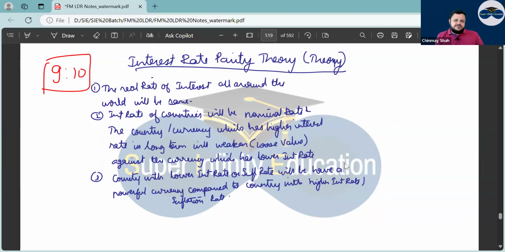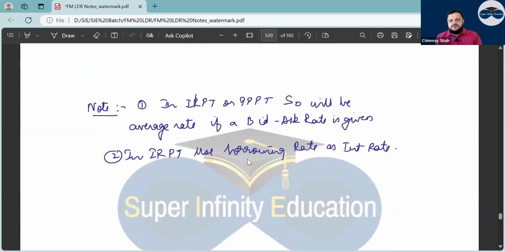India, a country with a lower interest rate or inflation rate, will have what? It will have a powerful currency compared to a country with a higher interest rate, because it is shown so. In IRPT or PPP, S0 will be the average rate for the bid-ask rate. The bid-ask rate is given.